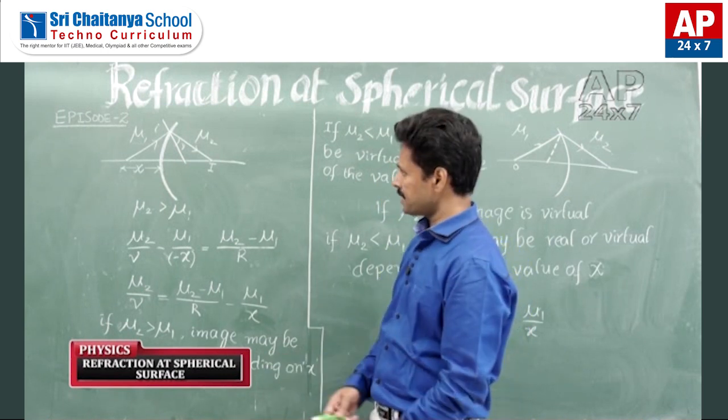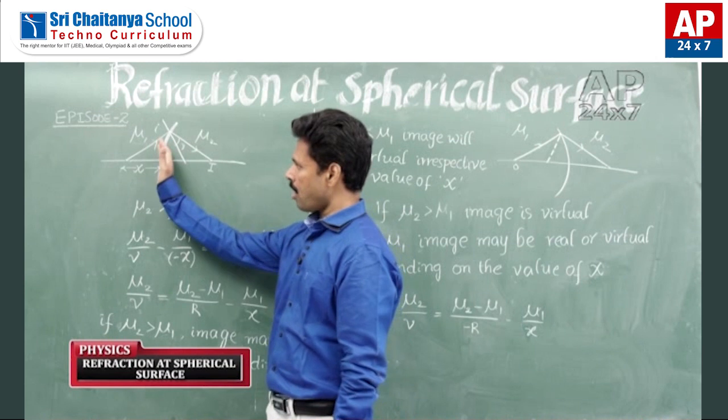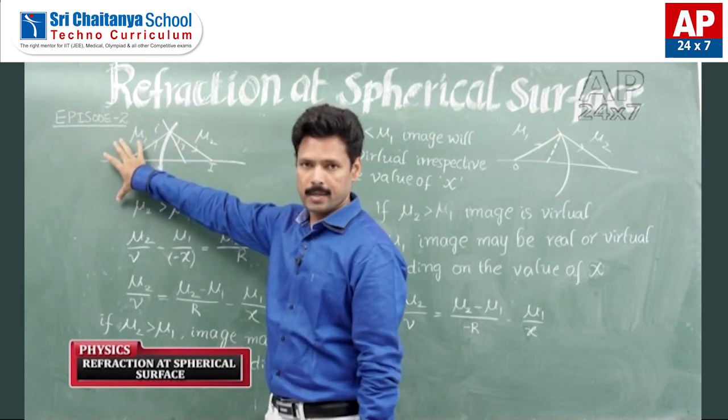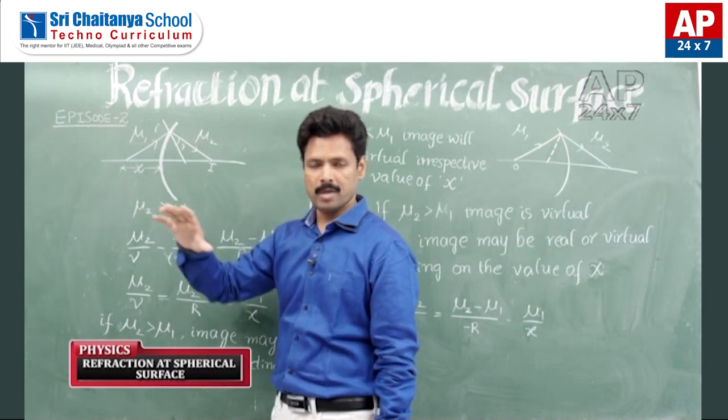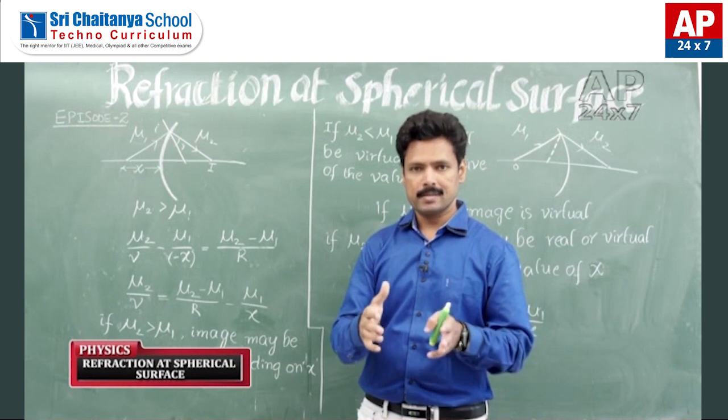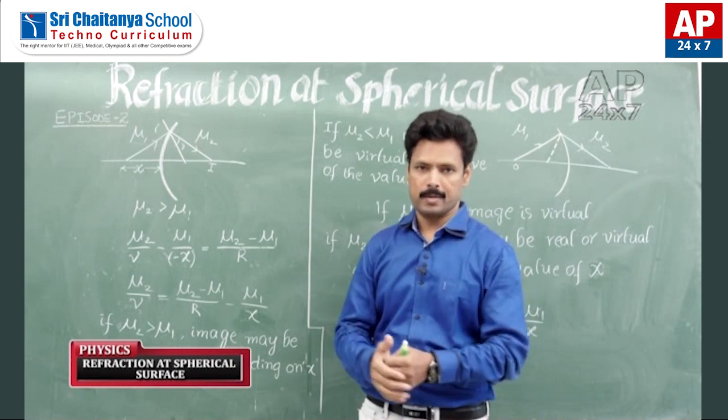So the conclusion is, when the object is on the convex side of the boundary and in the rarer medium, the image may be real or virtual depending on the distance of the object from the boundary.